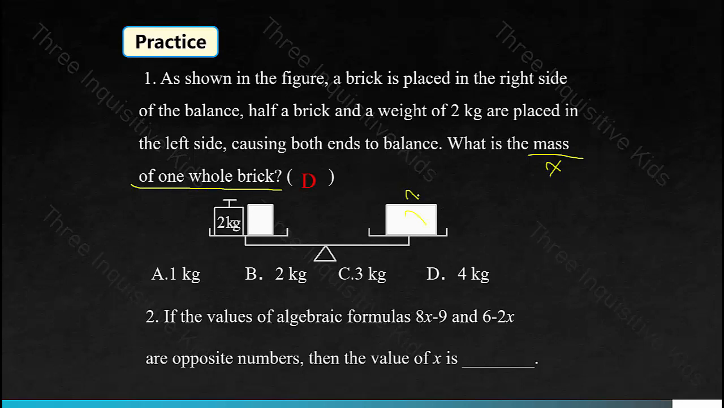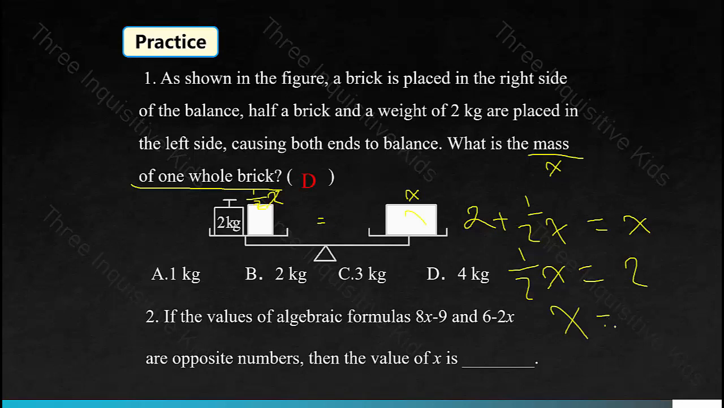Here, this is x, and this is 1/2 of x, right? Because this is 1/2 of a brick. So rewriting this, and this is the equal sign, so 2 plus 1/2 of x is equal to x. Since we want the x's on the same side, subtract 1/2 of x on both sides. So we have 1/2 of x is equal to 2. Multiply both sides by 2, and we have x is equal to 4. Therefore, one whole brick has a mass of 4 kilograms.